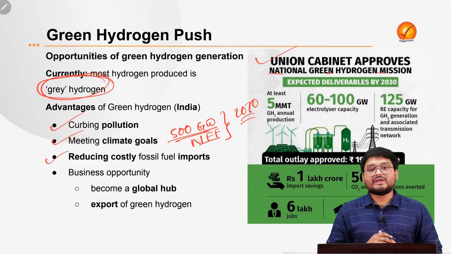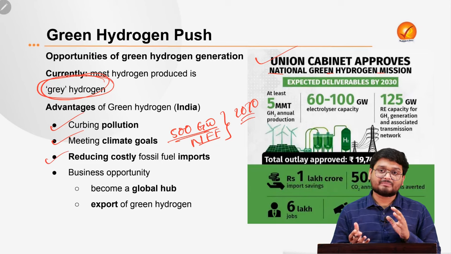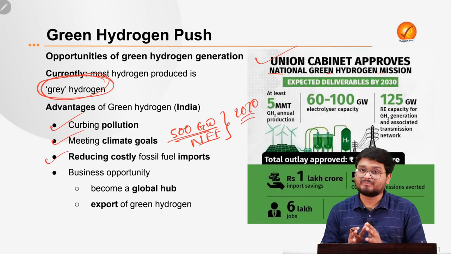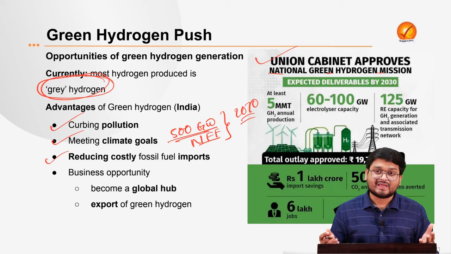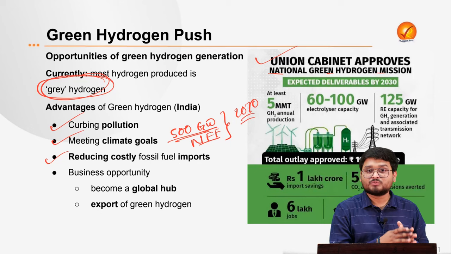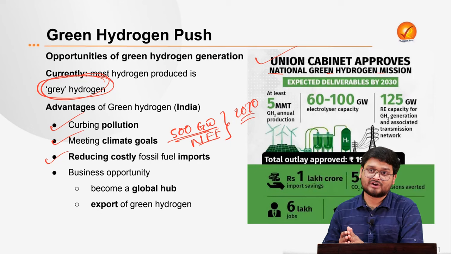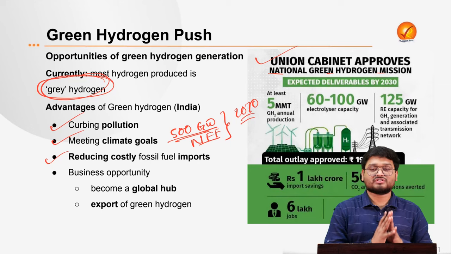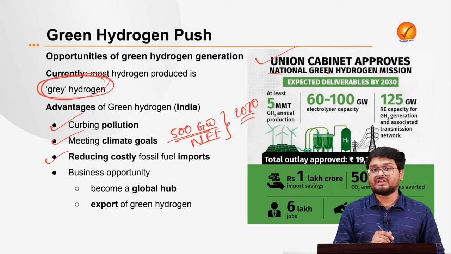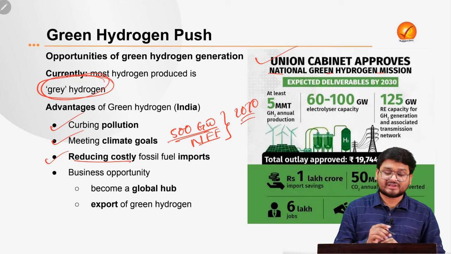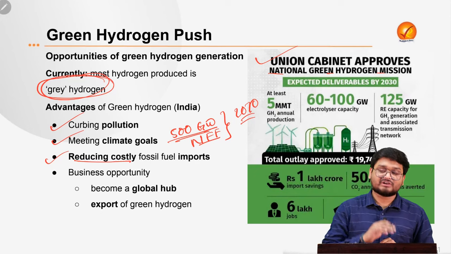Next, if we understand that our dependence on coal imports and crude oil imports is increasing over a period of time, specifically because we need to power our energy needs, our cars, trucks, and so on via fossil fuels, but green energy can also do the same, and green hydrogen can also do the same, it will be reducing our dependence on imports.